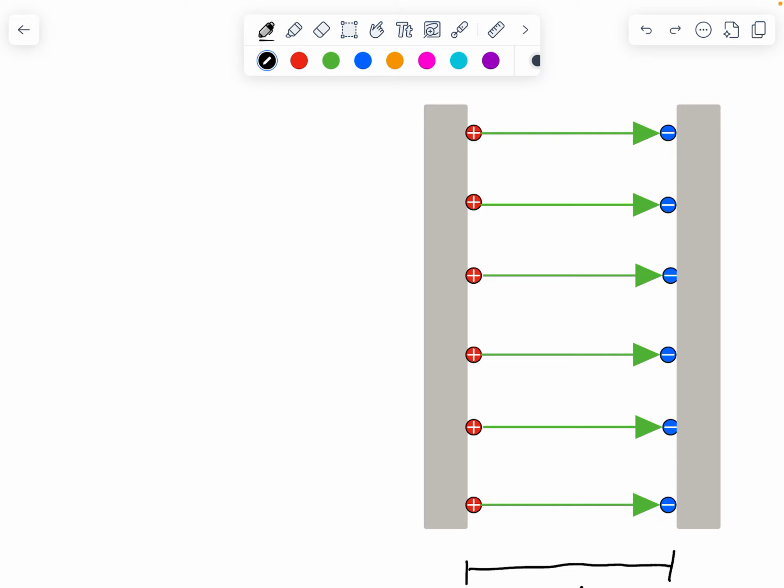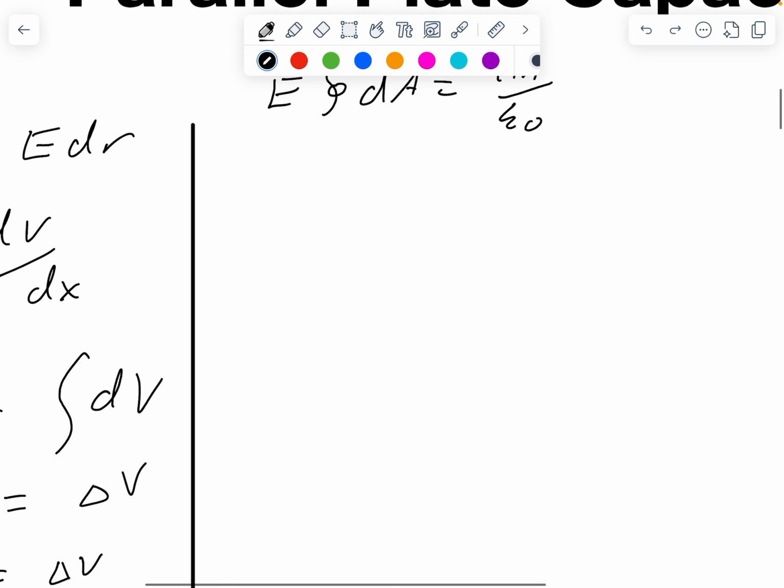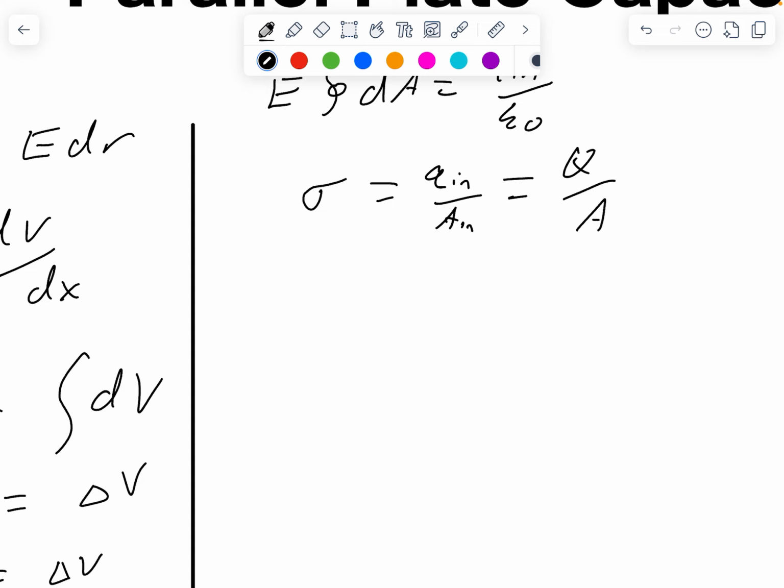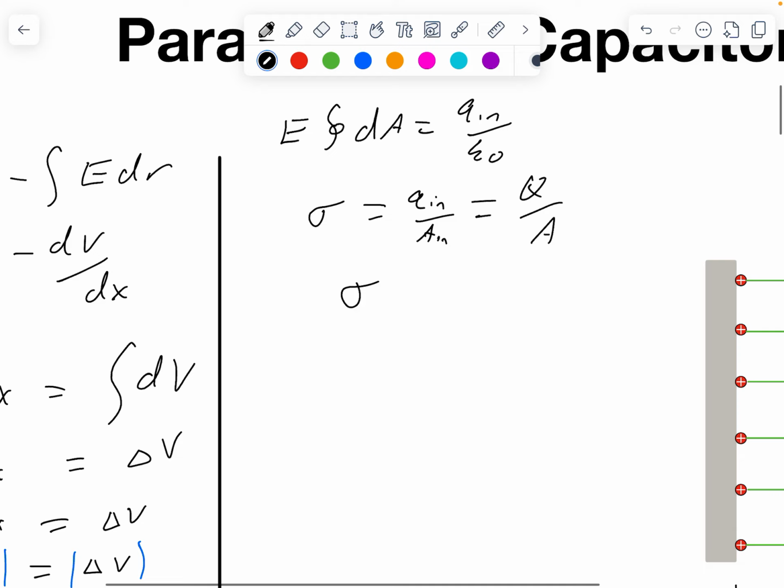Those little positive charges are going to distribute themselves uniformly along the inner surface of the plate, so we get a sigma, the area charge density. That's equal to the charge enclosed over the area we're interested in. We can also write that as the total charge over the total area. The charge density doesn't change whether we're talking about the whole plate or just part of it. So I'm going to say sigma times A is equal to Q.